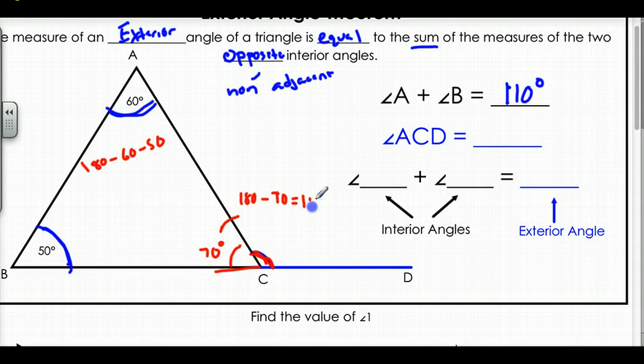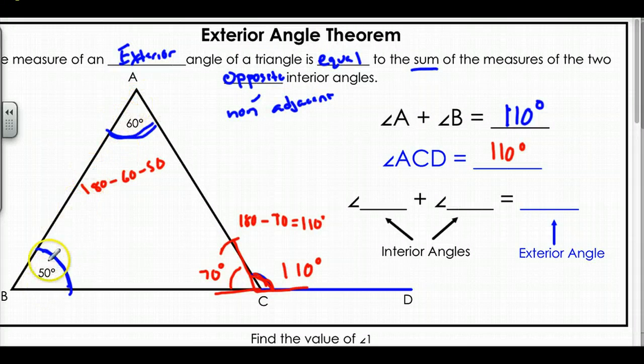70 equals 110, because these are a linear pair. So ACD, this angle right here, is 110 degrees. Look at that. Just like I said, if you add up the two opposite interior angles, you get the measure of the exterior angle. They're the same. A and B equal 110, and ACD also equals 110. So the measure of angle A plus the measure of angle B, the two opposite interior angles, is equal to the exterior angle, angle ACD.